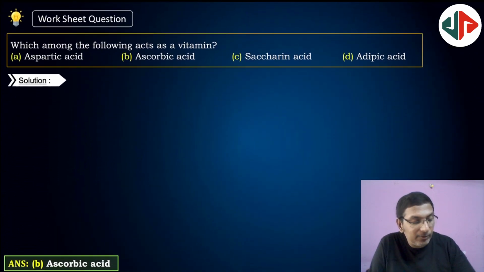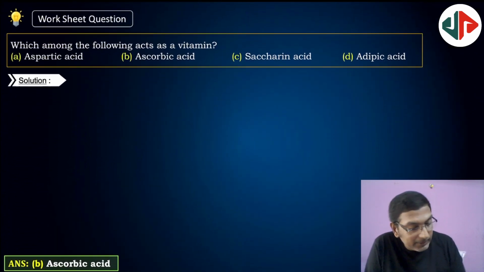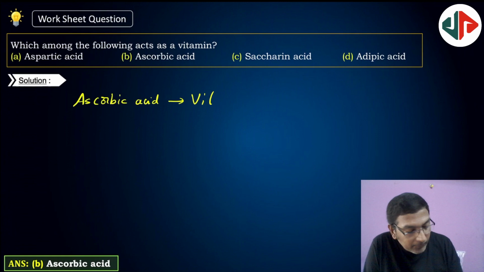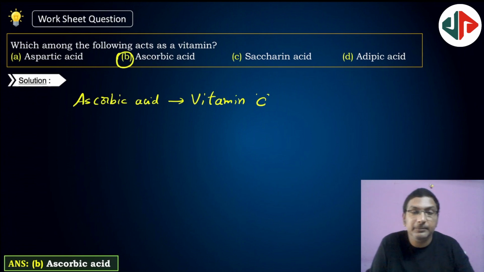So which among the following acts as a vitamin? So ascorbic acid. Ascorbic acid is vitamin C. Vitamin C, therefore option B.